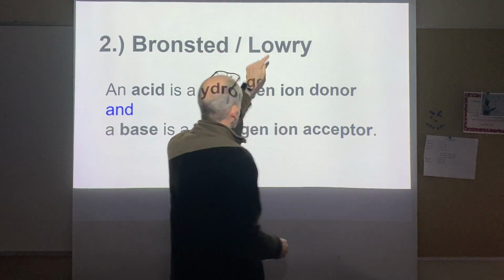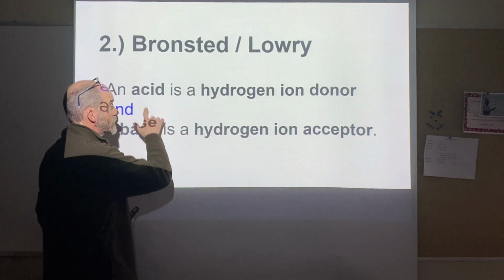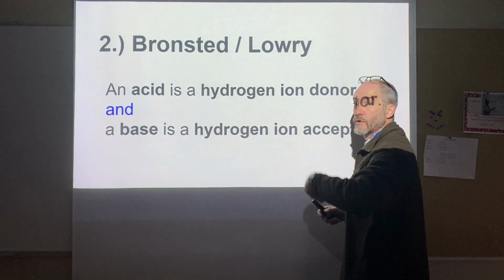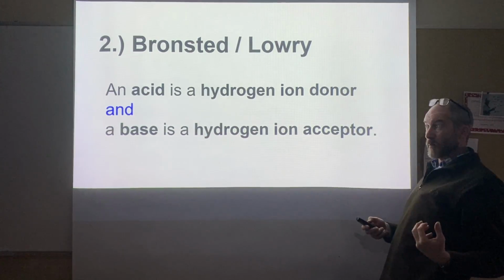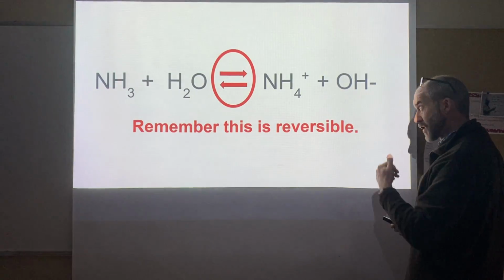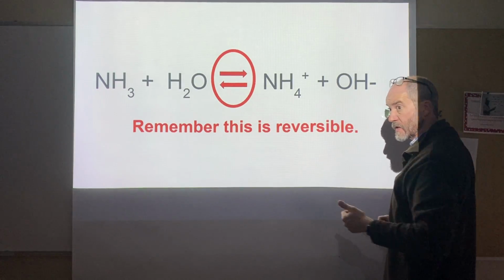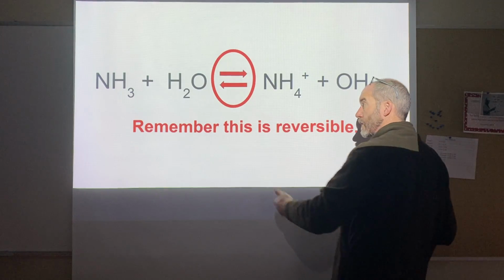So by Bronsted Lowry definition, an acid was going to be a hydrogen ion donor, and a base was going to be a hydrogen ion acceptor, okay? So you remember that I showed you this equation. I remember that I told you that it's reversible.